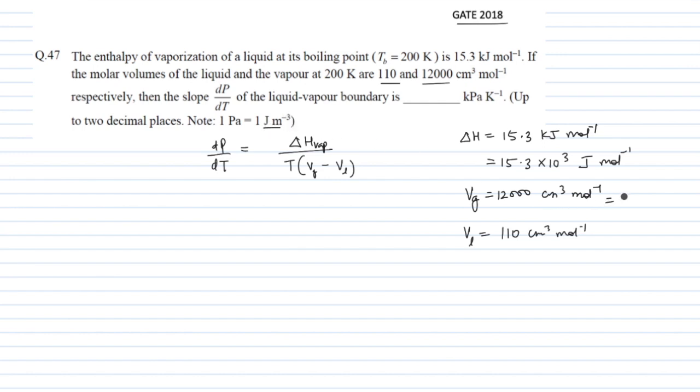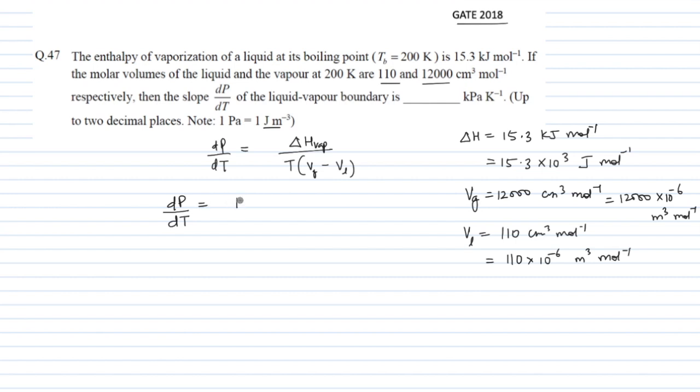So it will be 12,000 multiplied by 10 to the power minus 6, and then it will become meter cube per mole. Similarly here also I have to convert, so 110 into 10 to the power minus 6 meter cube per mole. Now I just have to substitute all the things over here, and temperature is already given to me as 200 Kelvin, so I don't have to convert that. So this is all the unit conversion work, and next I just have to substitute to get the answer. dP by dT is what I have to calculate.